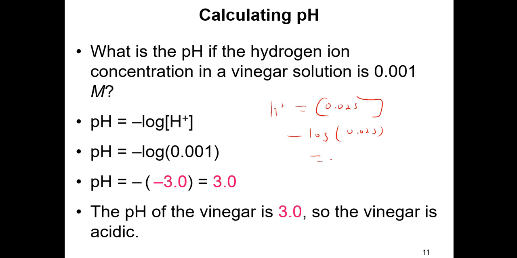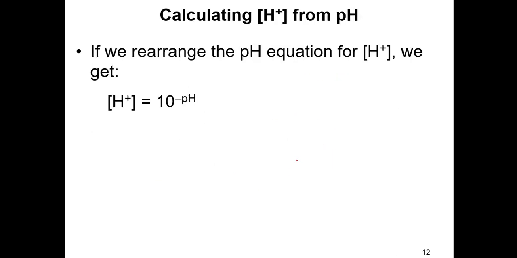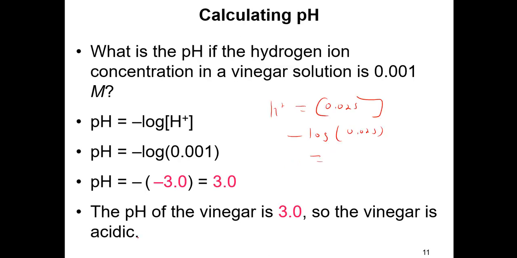And I'll do this in real time. So negative log, and that's going to give me a pH, whoops, my bad, a pH of 1.60. Now for the bad news.